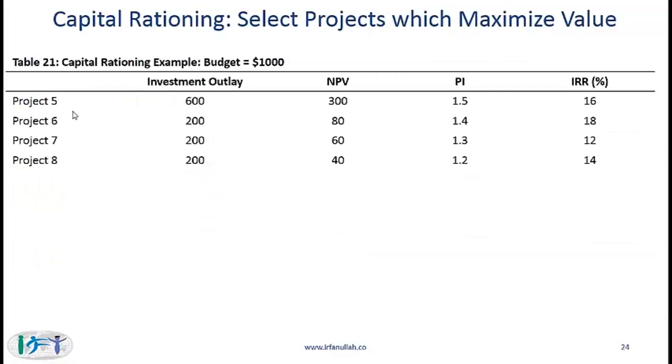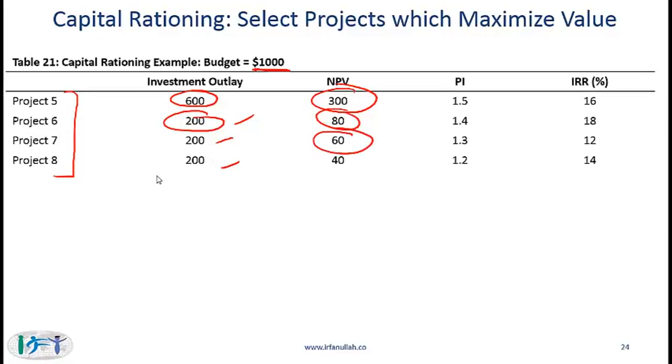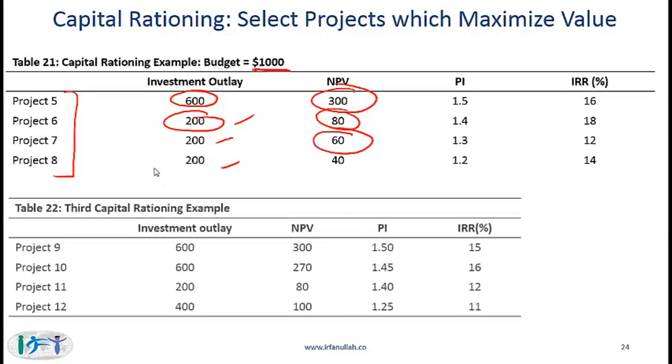Next scenario, 4 more projects, same budget. What do you do? Clearly project 5 makes sense. It gives you a big NPV. Project 6 makes sense, positive NPV, and you are still in budget. Then between 7 and 8, what do you do? 7. You pick 7 because it has the higher NPV. And then this is slightly tricky. Think about what you'll do here.